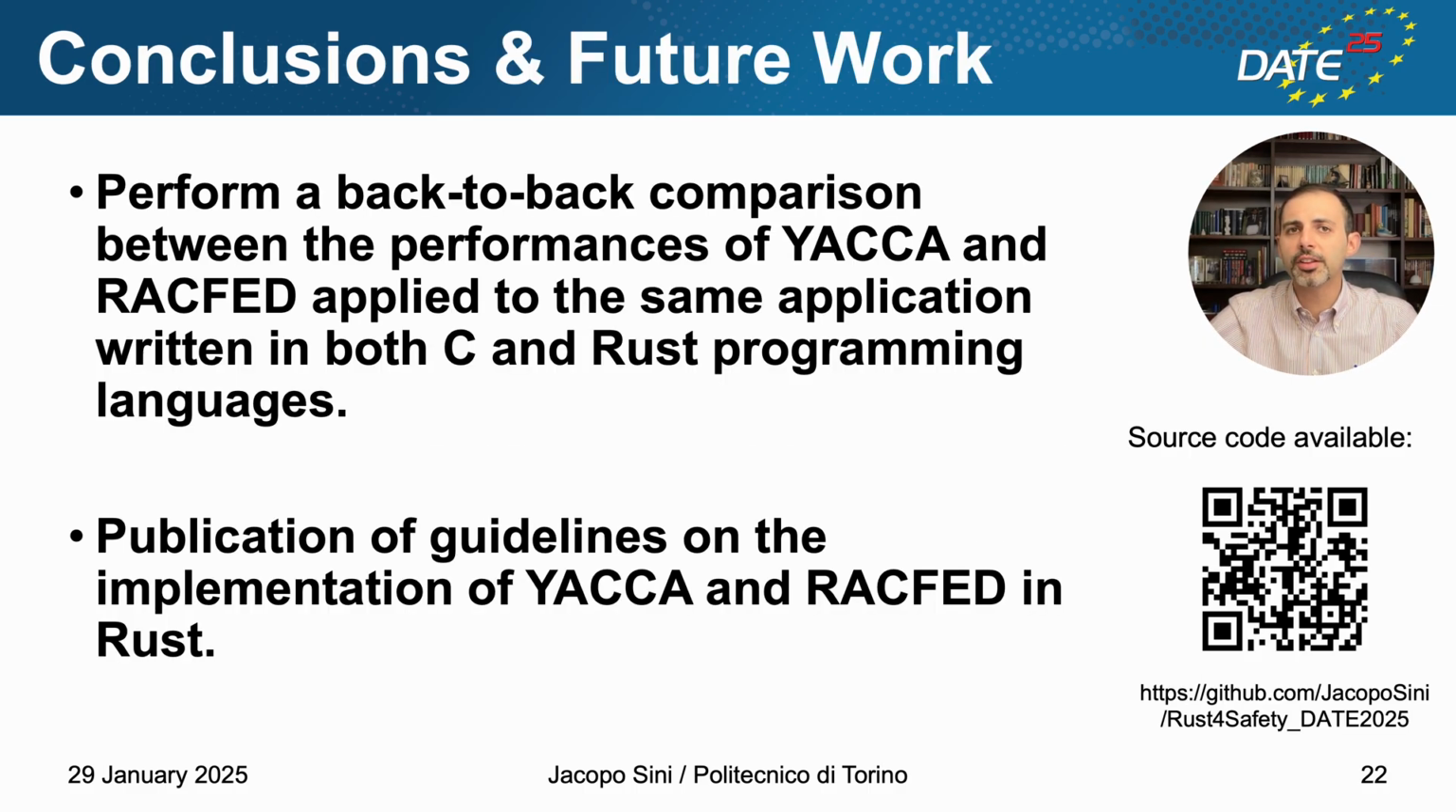The source code and details on the experimental results are available on GitHub by following the QR code shown in this slide. We have, moreover, two planned future works. First, we would like to perform a back-to-back comparison on the same application written in C and Rust. This comparison will allow to further investigate how the control mechanisms implemented after the static analysis at compile time by Rust can hide the fault detection, of course, if any effect is actually present. As a second activity, we would like to publish guidelines on how to implement YACA and RACFED in Rust to allow interested scholars and engineers to replicate our results.